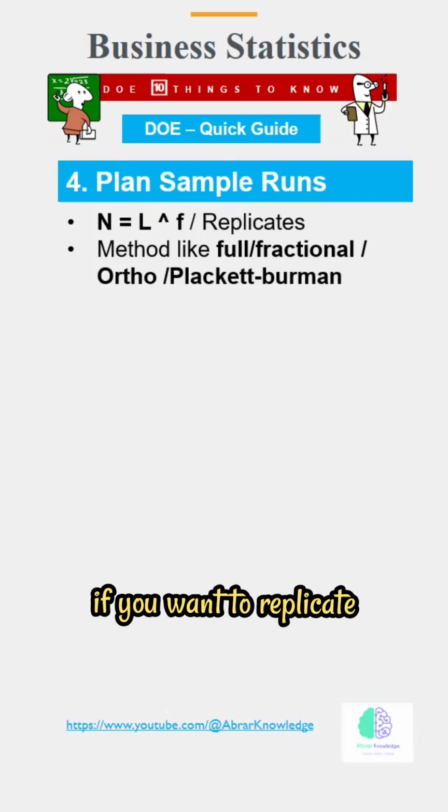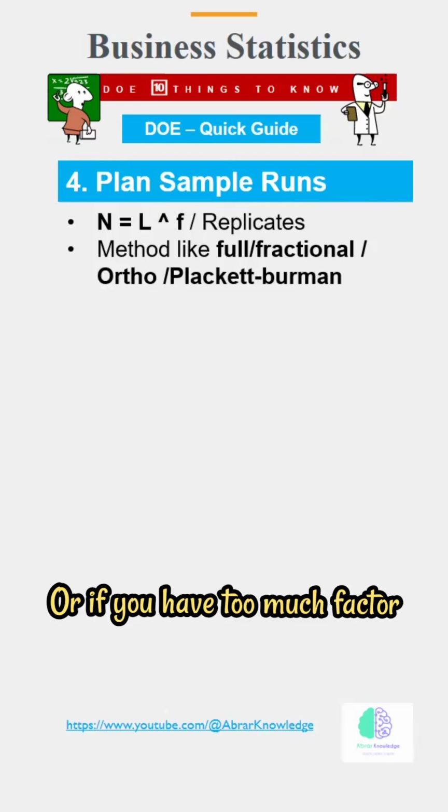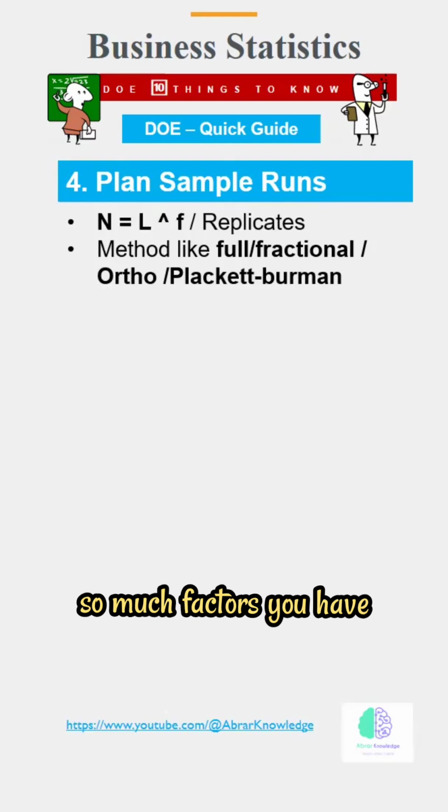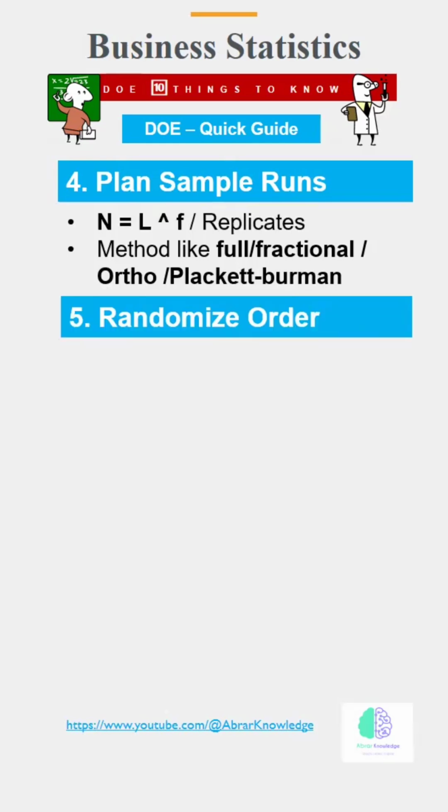And similarly, if you want to repeat the same thing, you can do that. Replicates is always a good idea, right? Or if you have too many factors, you wanted to cut it down through the fractional, or you wanted to use ortho design, or if you have so many factors you wanted to use the Plackett-Burman method, you can still use it. Fifth factor is randomize order.